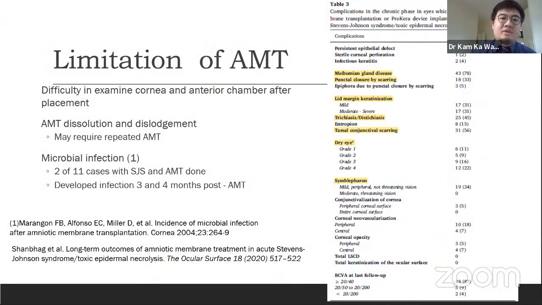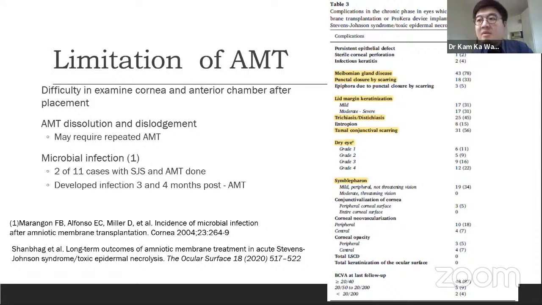However, it's not without limitation. First of all, amniotic membrane, although it's translucent, after you apply it onto the ocular surface, makes examination much more difficult because you cannot put fluorescein stain on, and it's more difficult to examine the integrity of the cornea or the anterior chamber, or to monitor the size of the epithelial defect.